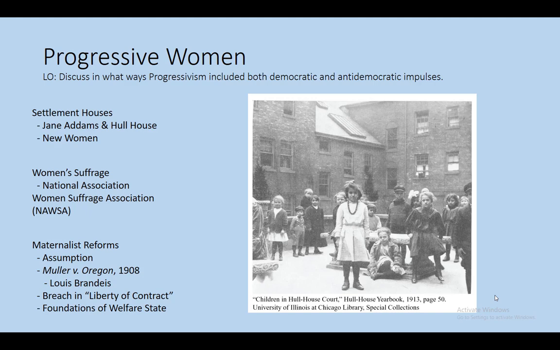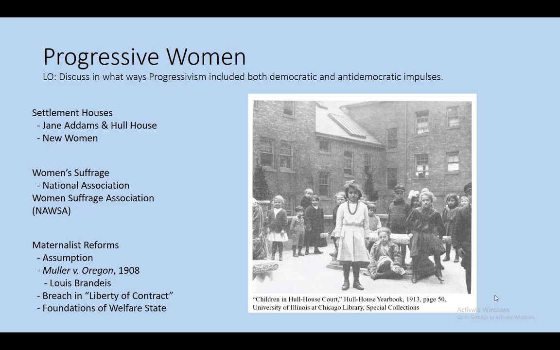And Louis Brandeis, who is not yet a Supreme Court Justice but is writing on the case, wrote a brief that relied on scientific studies showing women were physically weaker than men. And because of that, he argued that the government had an interest in them bearing children and keeping them physically fit. And thus, the government had a legitimate interest in their working conditions.